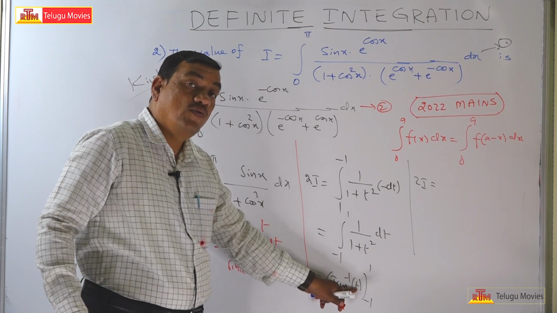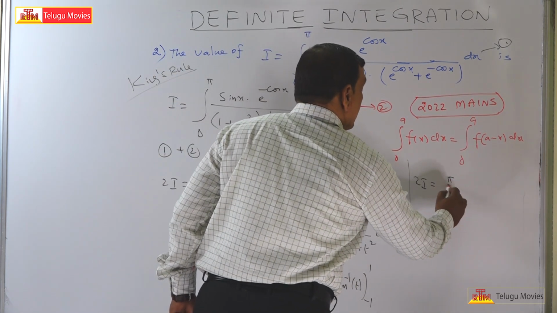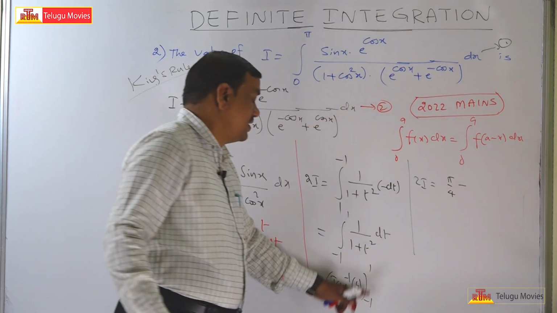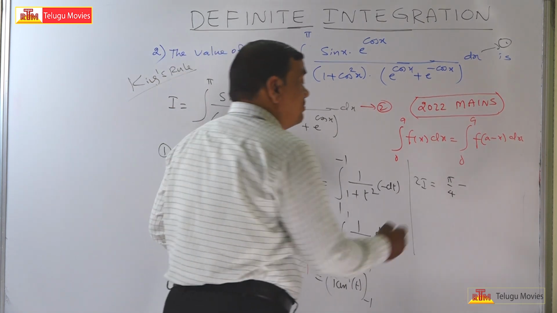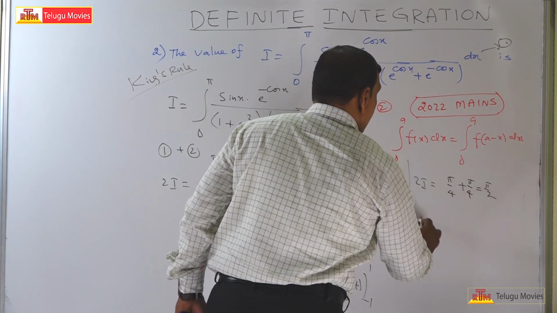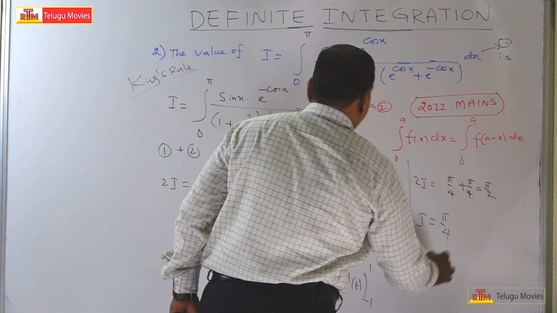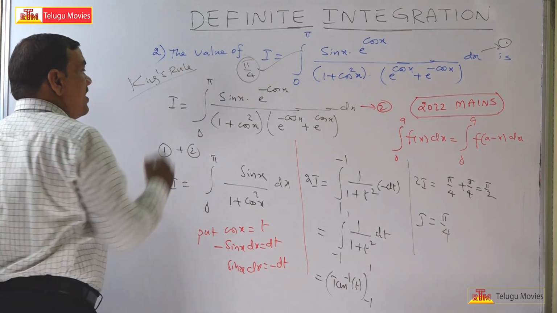If you apply t is equal to 1, tan inverse of 1 is equal to pi by 4, minus tan inverse of minus 1, which is equal to minus pi by 4. Minus into minus gives plus pi by 4. That is equal to pi by 2. So for I, the value is pi by 4. The answer for this value is pi by 4, your final answer.